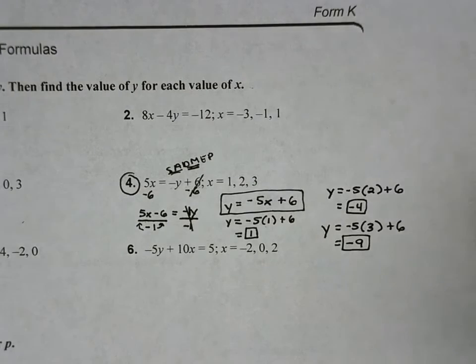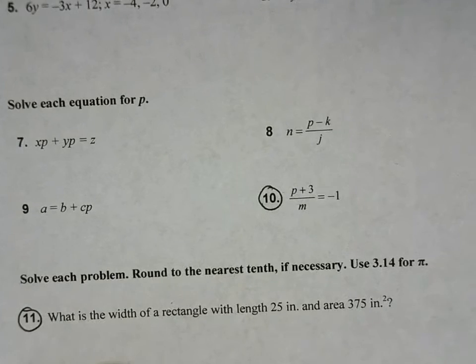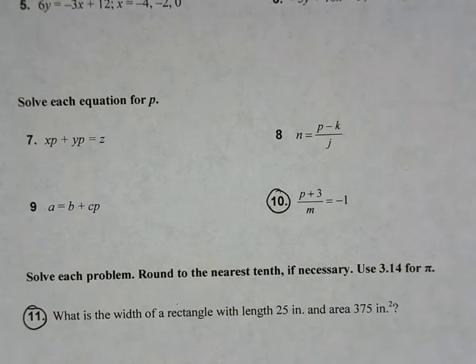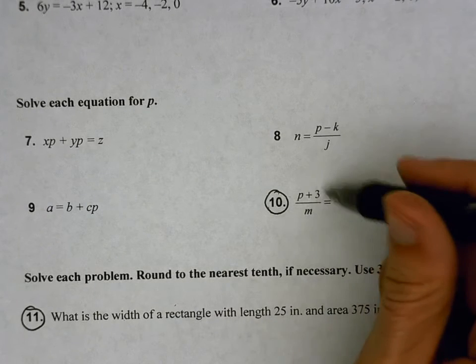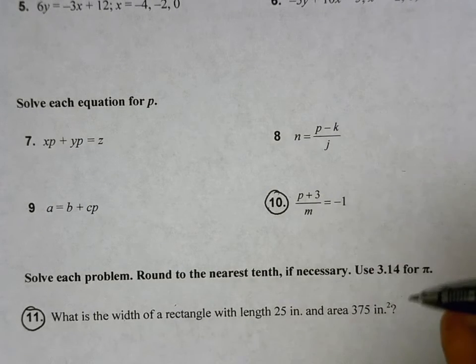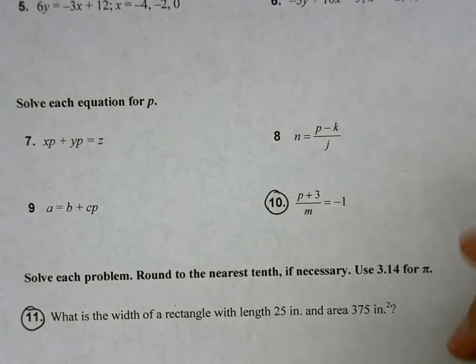Okay. The next section was solving for p, so this is number 7 through 10. I went ahead and picked number 10. For number 10, we are looking to isolate p, get it all by itself. And currently p has a plus 3 attached, a divided by m attached. And so we're going to need to undo both of those.